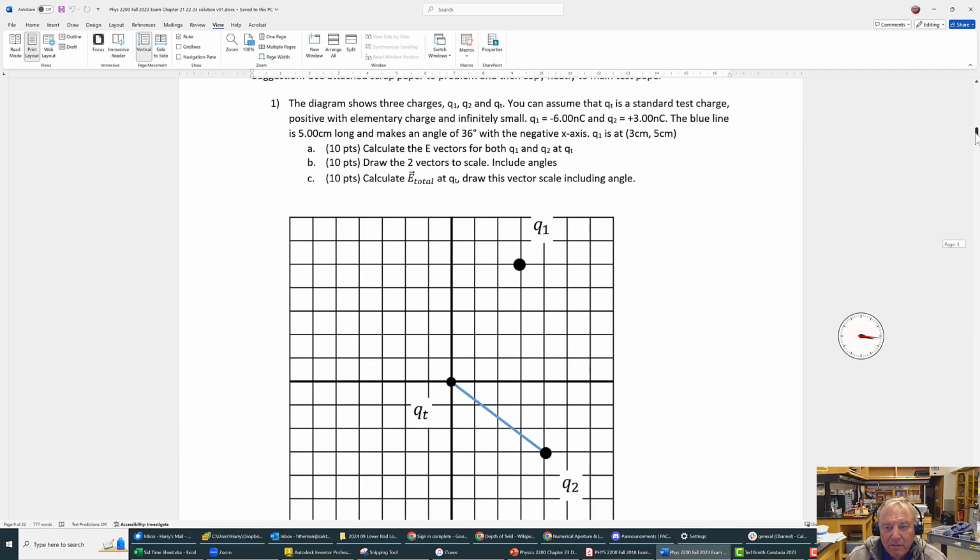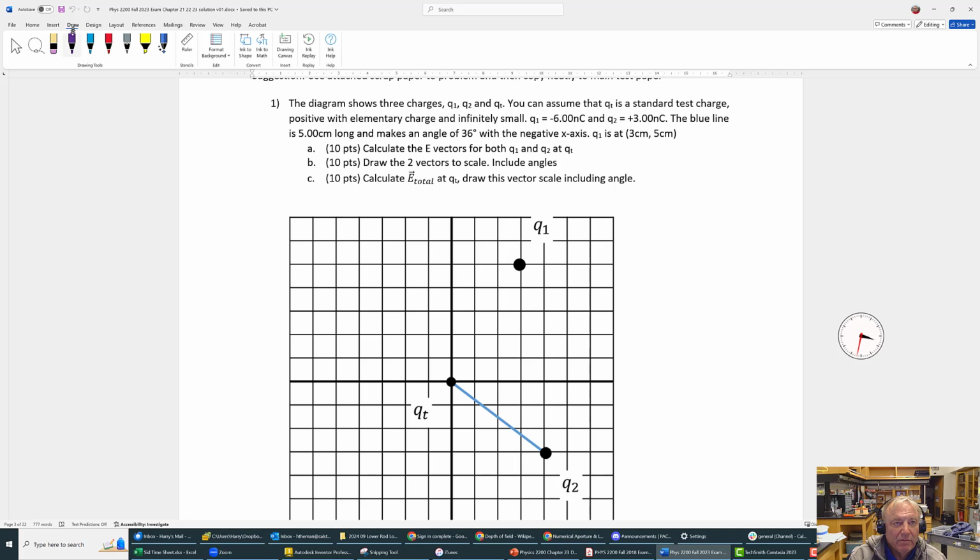Let's see. 3 charges. QT standard test charge. Alright, Q1 is, of course, this is different then. Oh, we get the ruler. Q1 equals negative 6.00 nanocoulombs. Negative 6.00 times 10 to the negative 6 coulomb.